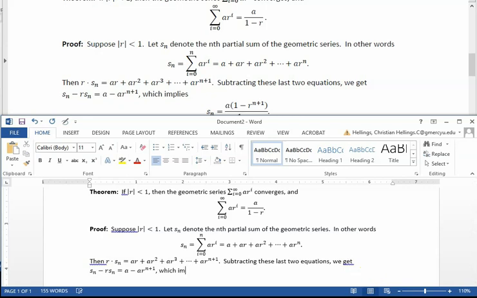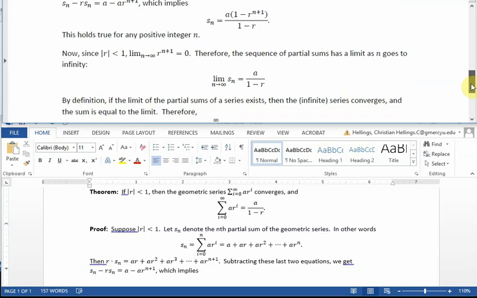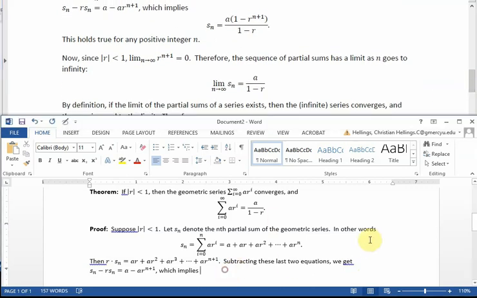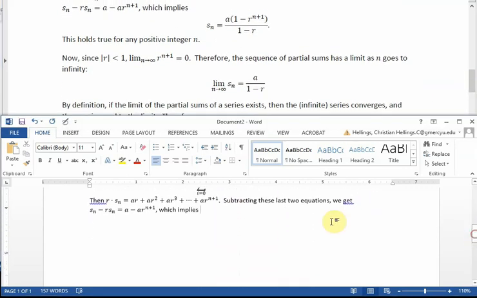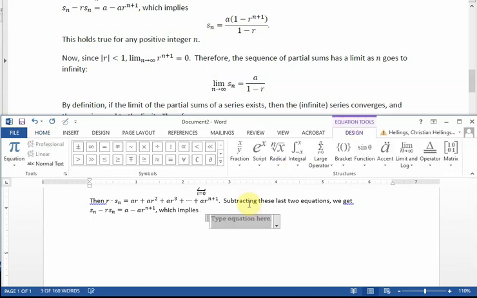Okay, which implies, let me raise this up a bit. That's where we are. Okay, shift enter for some display math on its own line. Alt equals S_n equals. All right.